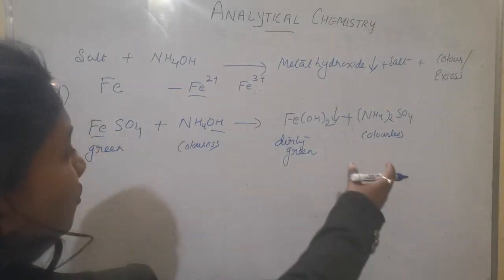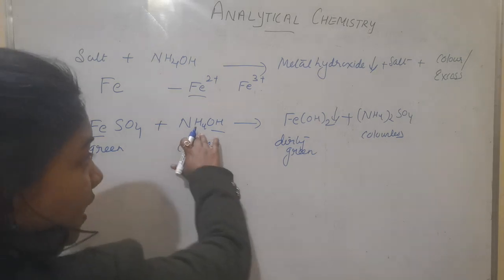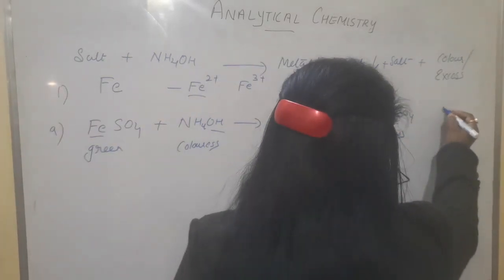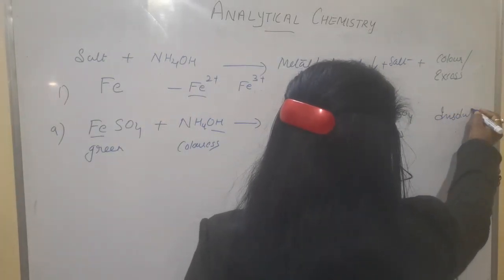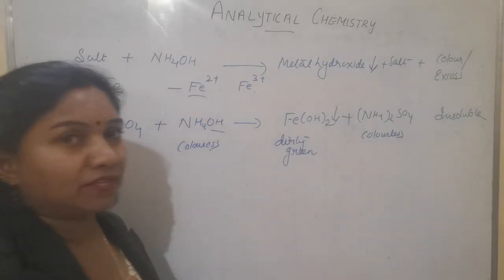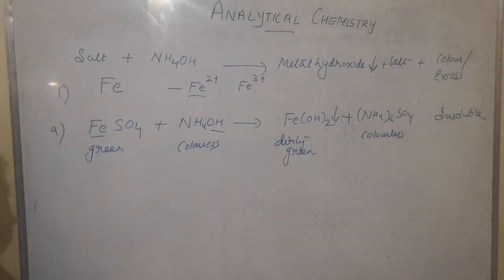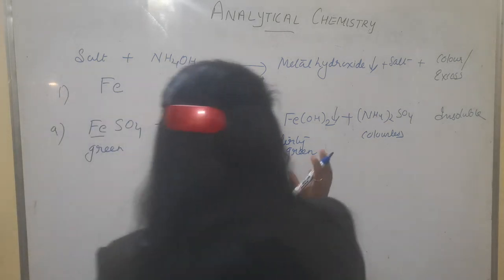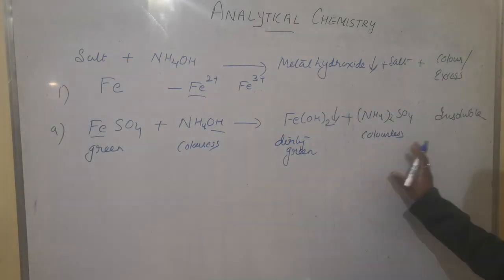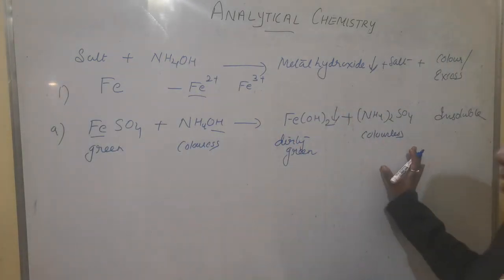And what happens if ammonium hydroxide is added in excess? The precipitate will remain insoluble. It was the same in the previous case: when sodium hydroxide was added, this precipitate remained insoluble.